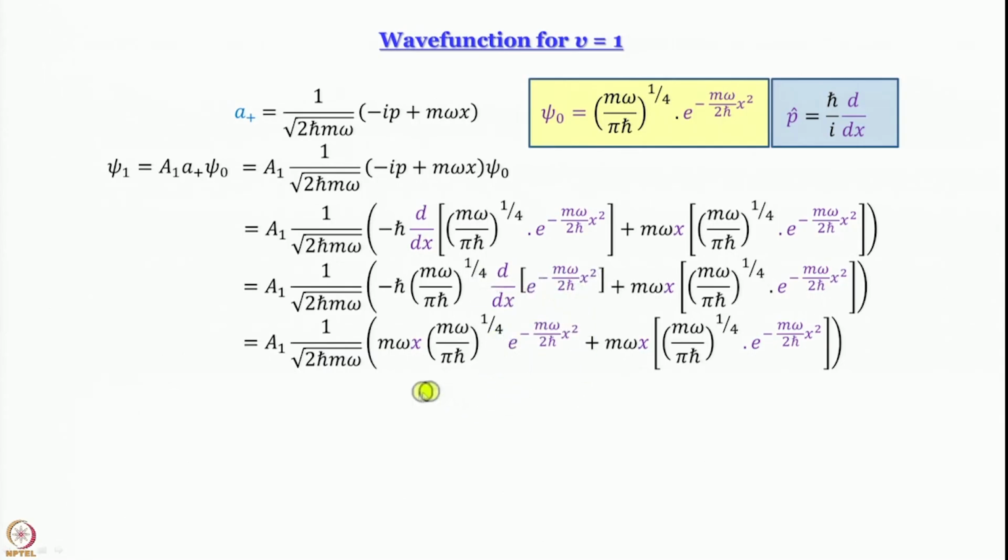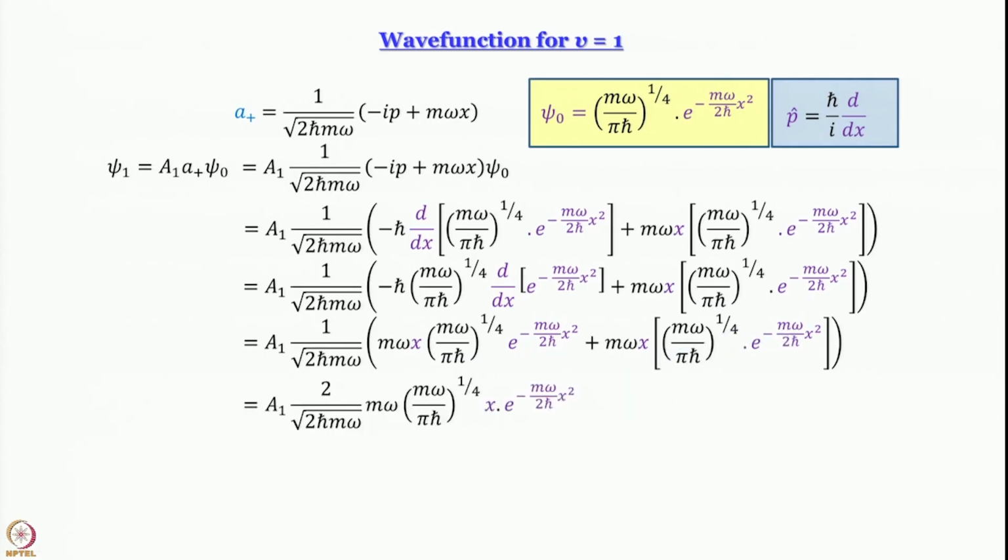So, this is what we have got: a1 multiplied by 1 by root over 2h cross m omega multiplied by the sum of these two terms. Well, the first term is m omega x multiplied by m omega by pi h cross to the power 1/4, multiplied by e to the power minus m omega by 2h cross x square. The second term is also the same. So, you just add them up, 2 comes out, and this is what you get.